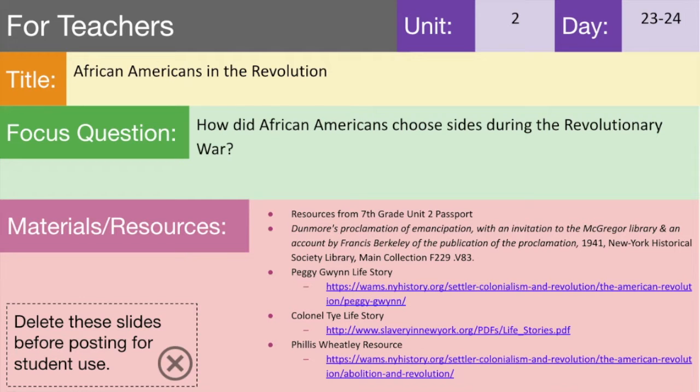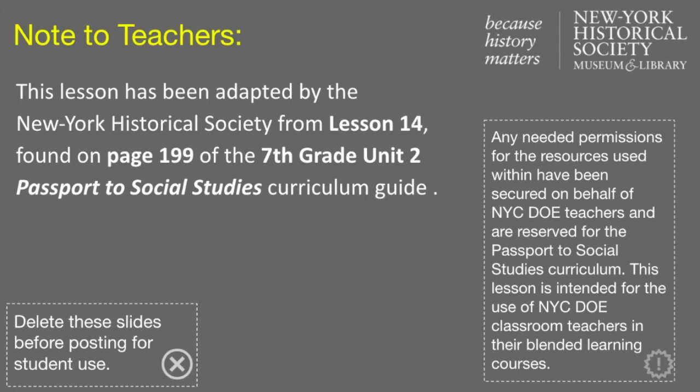In this teacher-facing video series, I will go over strategies for teaching Unit 2, Day 23, African Americans in the Revolution, including the What's the Point? Looking for the Main Idea note-taking strategy. This note-taking strategy is helpful to teach students because they can use it for many lessons in the Passport to Social Studies curriculum. This lesson has been adapted by the New York Historical Society from Lesson 14, found on page 199 of the 7th grade Unit 2 Passport to Social Studies Curriculum Guide.